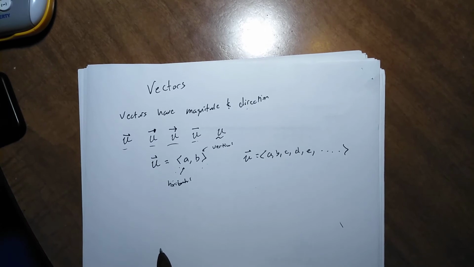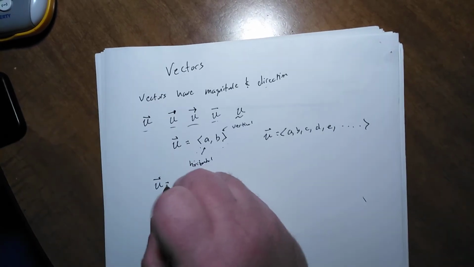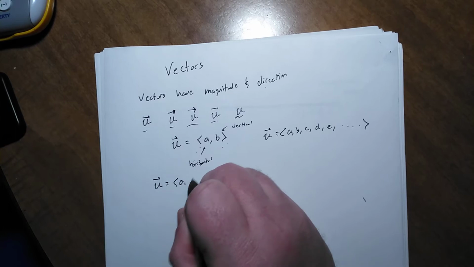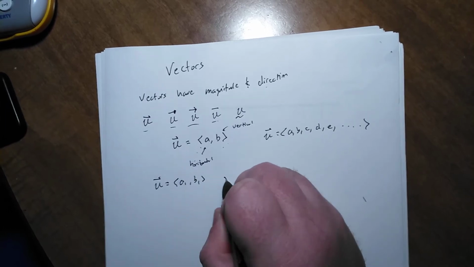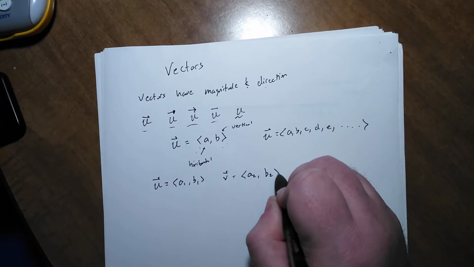So we're going to talk about a couple of rules for vectors. If we have a vector u, which is going to be <a1, b1>, we'll have a vector v, which is going to be <a2, b2>.